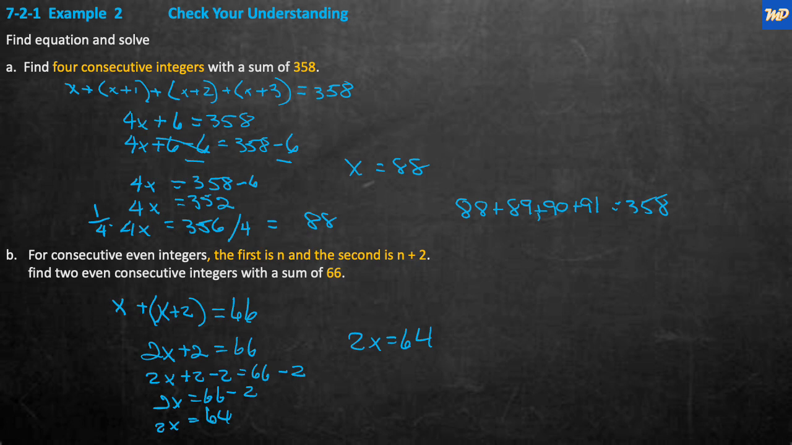And therefore, if 2x equals 64, we're going to divide both sides by 2. We're going to say 1/2 of 2x is equal to 64 divided by 2. So these 2's cancel. x equals 32. Right here. Okay?